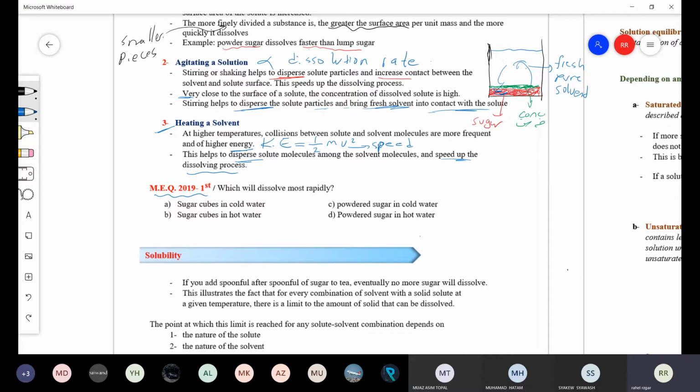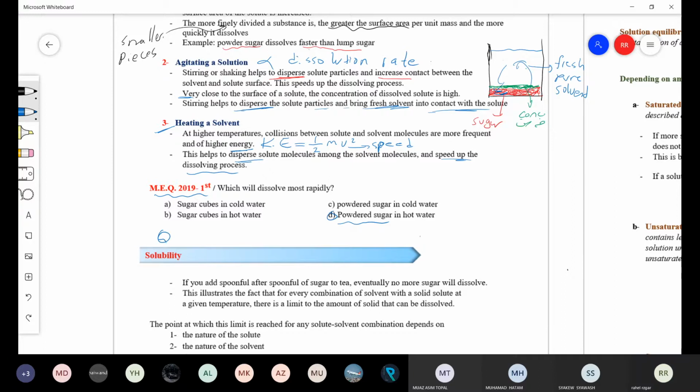C. Powdered sugar in cold water. We still have, yes, we have powdered sugar, but the water is cold. That's why it cannot be the fastest still. But the last one, it's powdered, the surface area is high, and the solvent has been heated, hot water. So this must be the fastest.